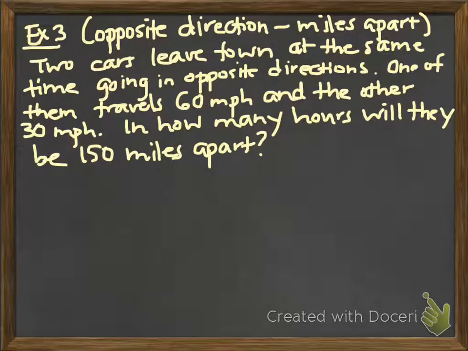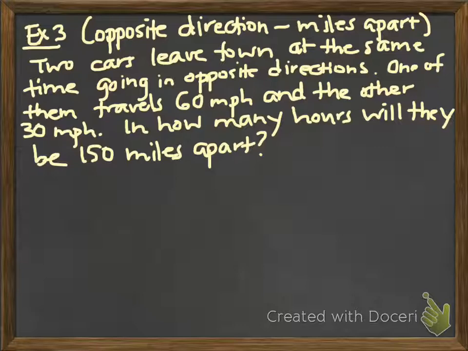Okay, example 3 is opposite direction miles apart, and this is when the question's asking for how far, that they're going in opposite directions and how many miles apart. So example 3, 2 cars leave town at the same time, going in opposite directions. One of them travels 60 miles per hour and the other 30 miles per hour. In how many hours will they be 150 miles apart?